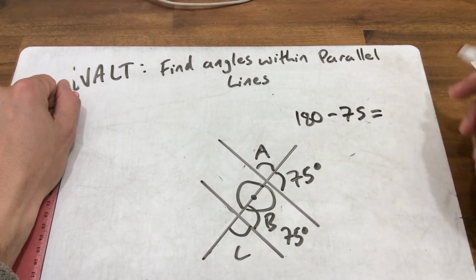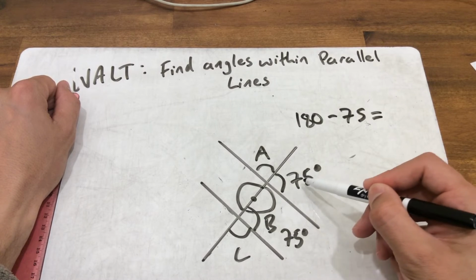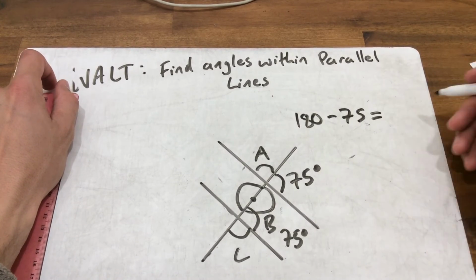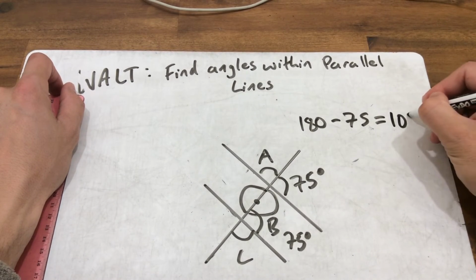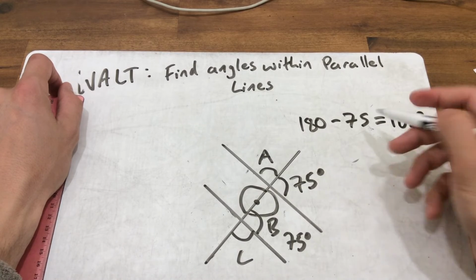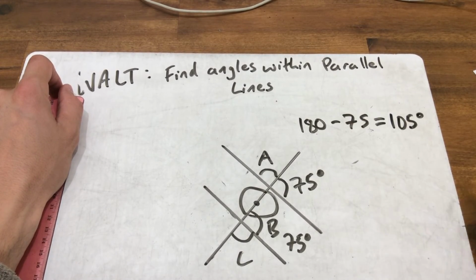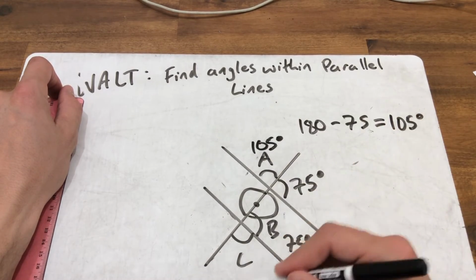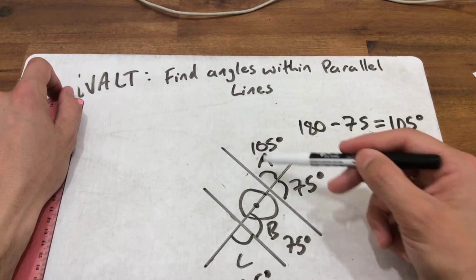So we know half of that, 90, is a right angle. This is less than 90. It's actually 15 less. So that's where I'm going to add 15 onto this to make this 105 degrees, because 75 plus 105 equals 180. So A is going to equal 105 degrees, which means that C down here is also going to equal 105 degrees. Parallel lines.